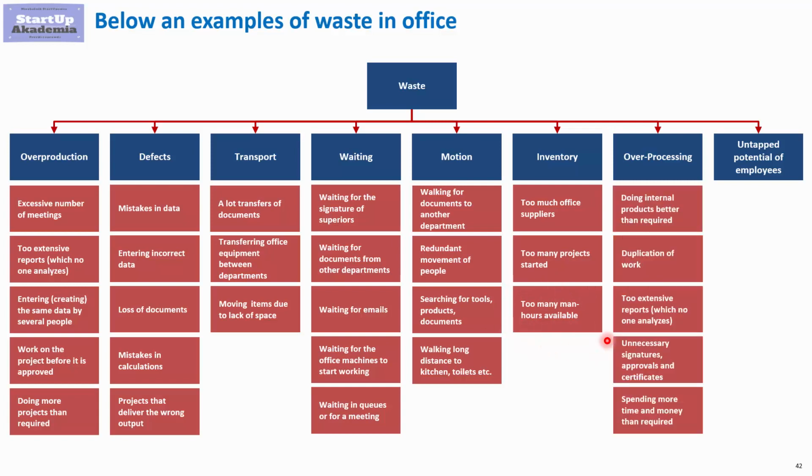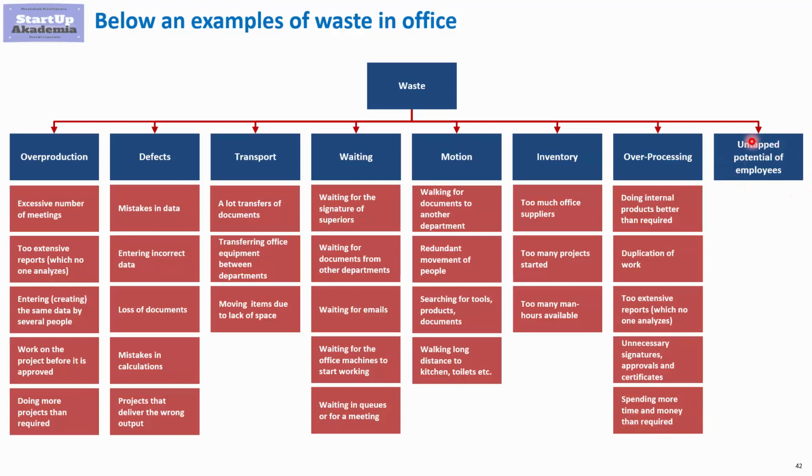When it comes to overprocessing, we have here examples related to simply doing too much or doing it in the wrong way. So we may be doing internal products better than required because we didn't ask the customer how it should be done. Then you will find that a lot of the work is being duplicated in different departments. We can have too extensive reports or presentations. There will be also a lot of unnecessary signatures and approvals on simple things. You can have a situation where buying a small item for the office requires 7 signatures. And finally, on many projects, you spend more time and money than required.